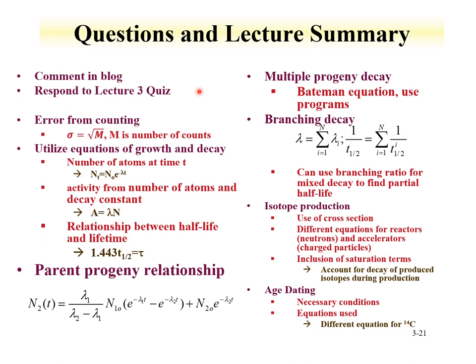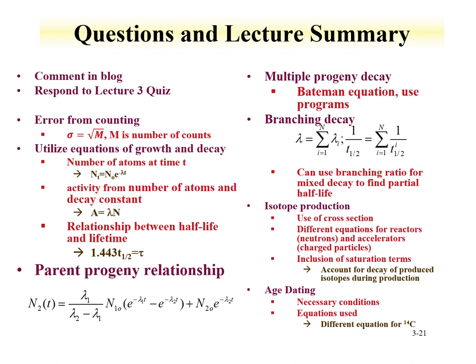The lecture summary, those terms and concepts that you should focus on from the lecture, are shown here. The error in counting is an important term that was discussed, and it's simply the square root of the number of counts. This dictates conditions when one does work with radioactive material. There were a number of examples of utilization of equations of growth and decay.